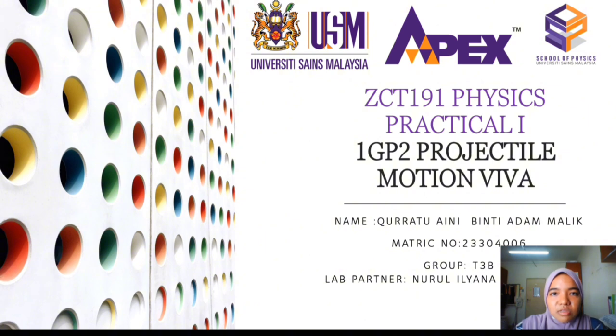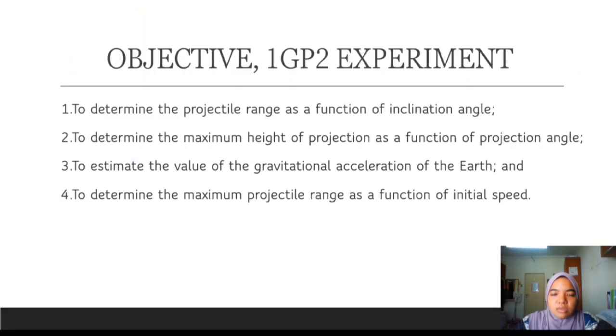Today I'm going to be presenting my 1GP2 projectile motion Viva. This experiment has four objectives: to determine the projectile range as a function of inclination angle, to determine the maximum height of projection as a function of projection angle, to estimate the value of the gravitational acceleration of the Earth, and to determine the maximum projectile range as a function of initial speed.